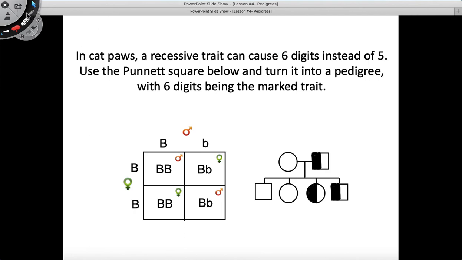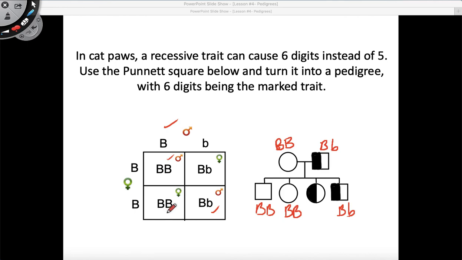All right, did you get it right? Okay, so here is dad, big B, little b. Here is mom, big B, big B. And here are the offspring. So here we see the 2 boys. One is big B, big B. One is big B, little b. And here we see the 2 girls. One is big B, and one is big B, little b. So did you get it right?